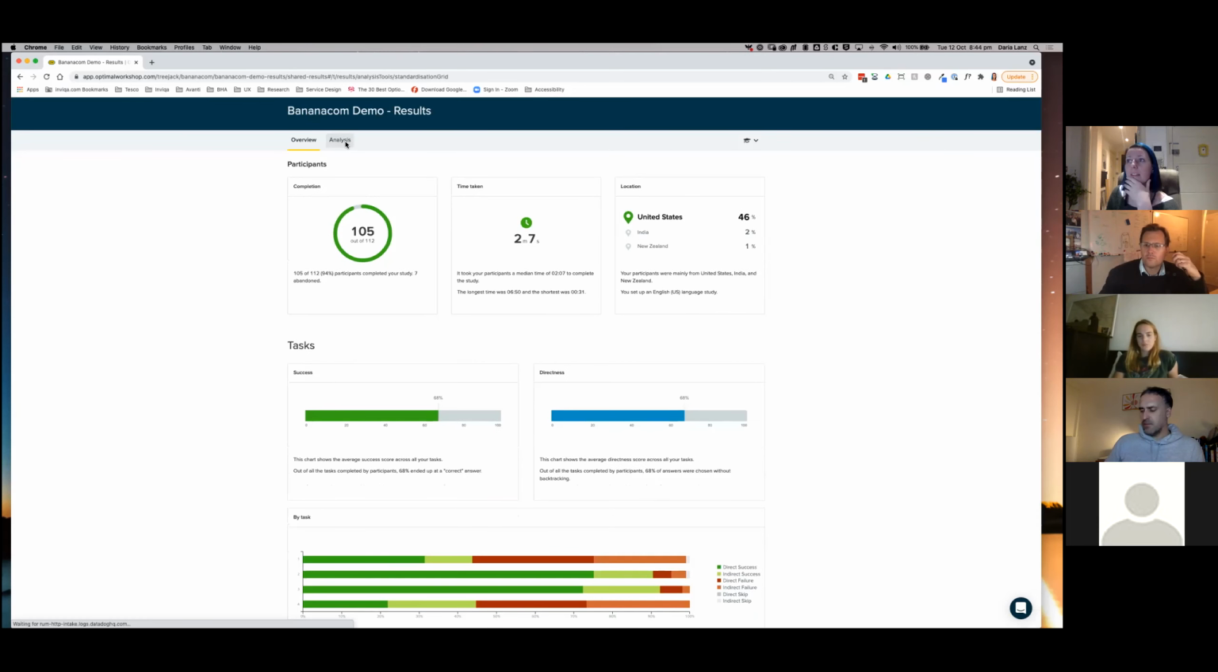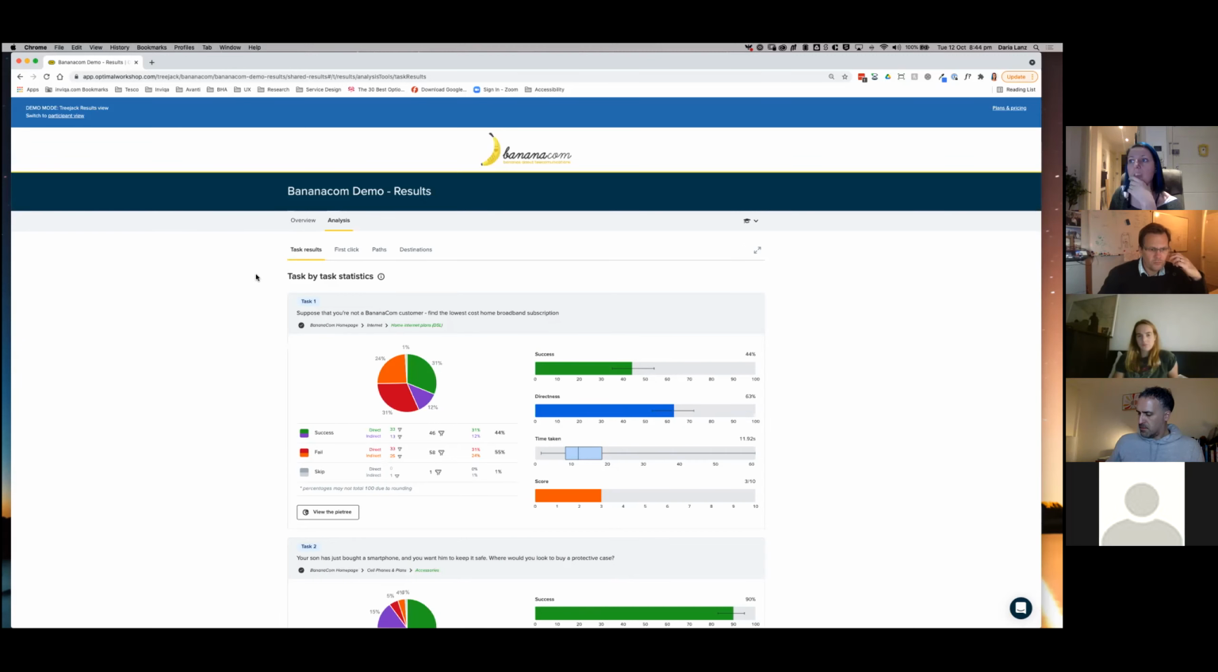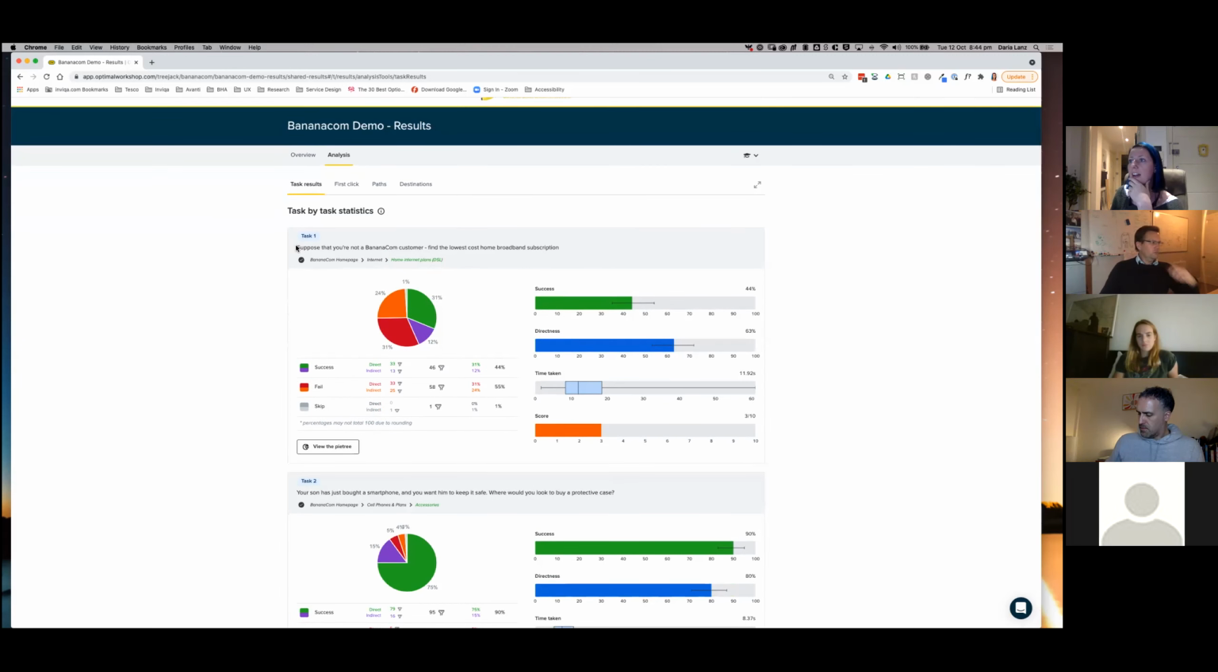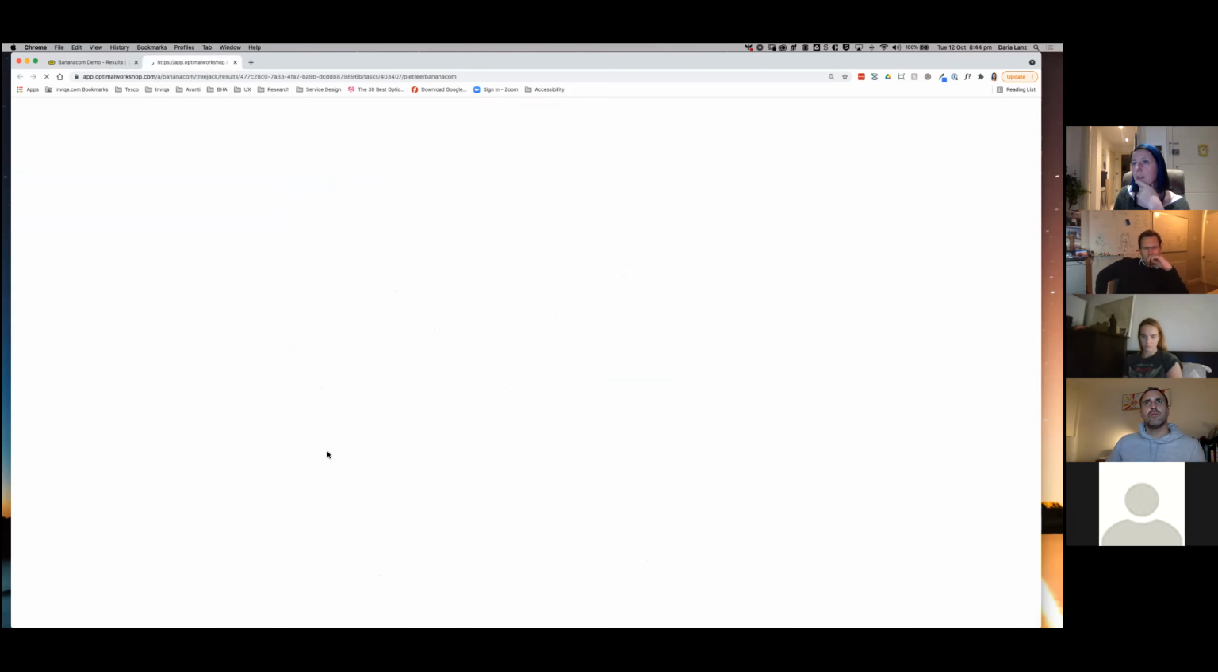Do you set multiple tasks? Yeah. So here's an example task. Suppose that you're not a Bananacom customer. Find the lowest cost home broadband subscription. They would have gone through the IA to try and find the page they think it would be on. So here I can see that there was a 31% success rate, and I would go into my pie tree.